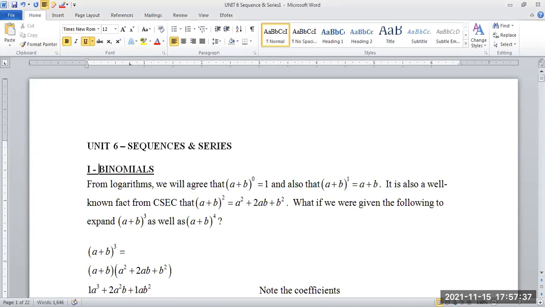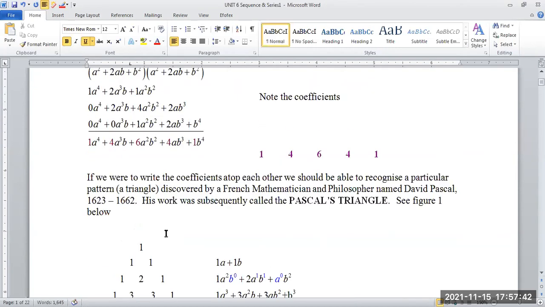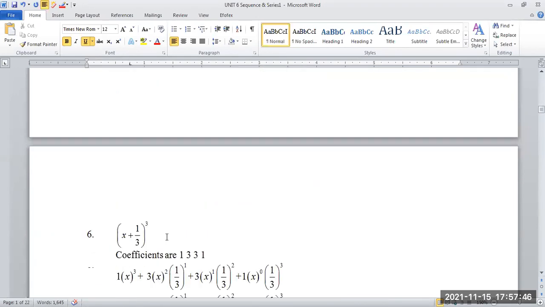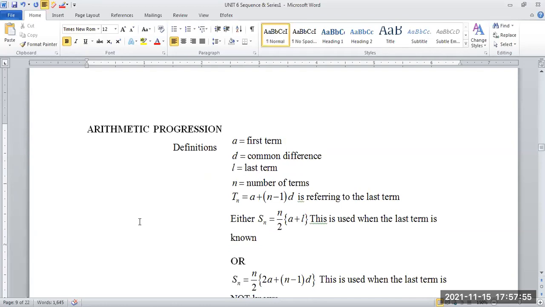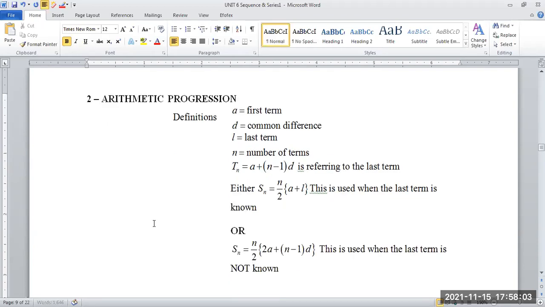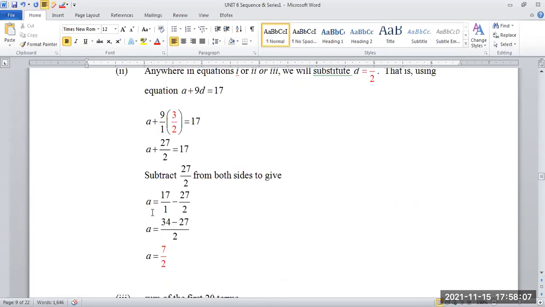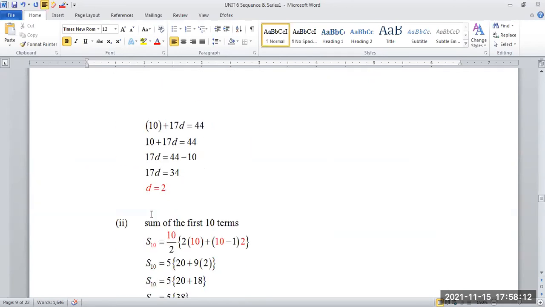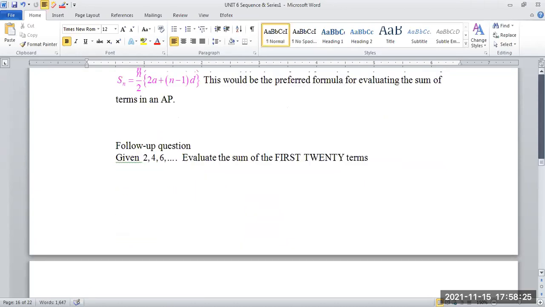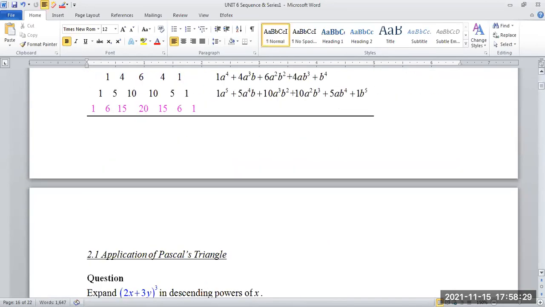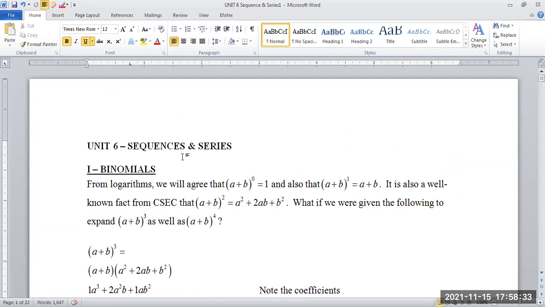Area 1 is binomial, area 2 is going to be arithmetic progression, and area 3 is going to be geometric progression. All right, so we have 3 areas under this to look at. Binomials I'm hoping to finish tonight. I really want to use tonight to finish our binomials, and then we can attack the other areas as we go along.